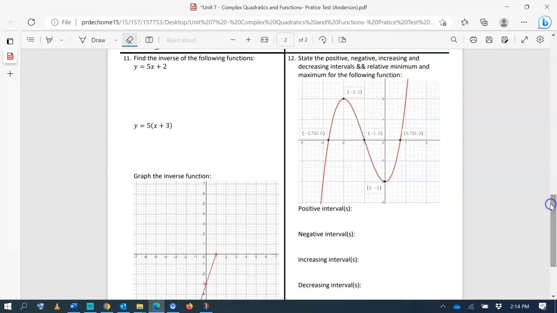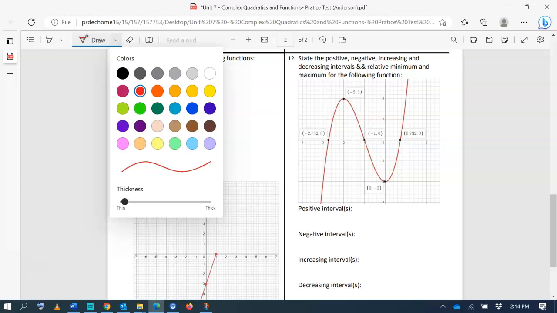Find the inverse of the following functions. And then we have to graph an inverse function down here. So whenever we do the inverse, remember you're flipping your x and your y. So we get x is equal to 5y plus 2. And now we need to solve for our y, meaning put our y by itself.